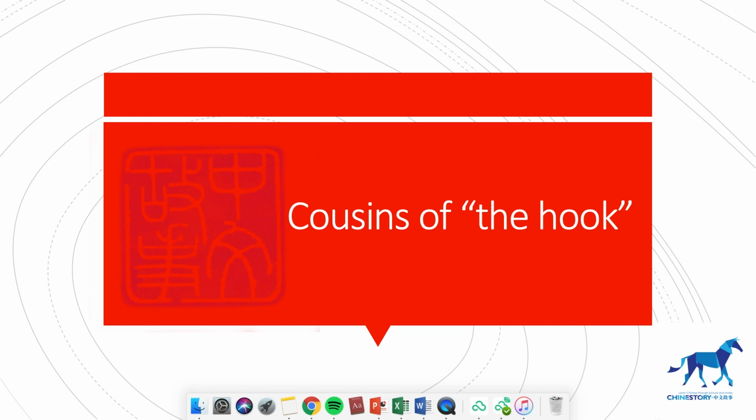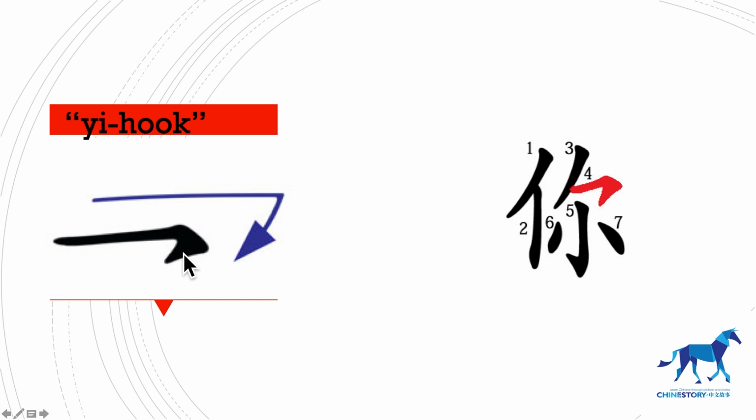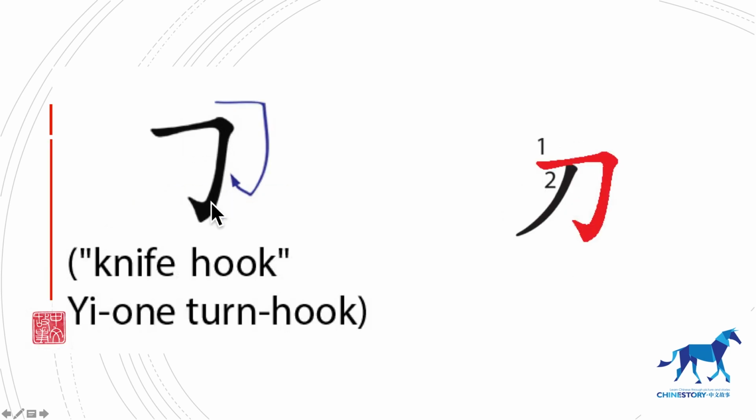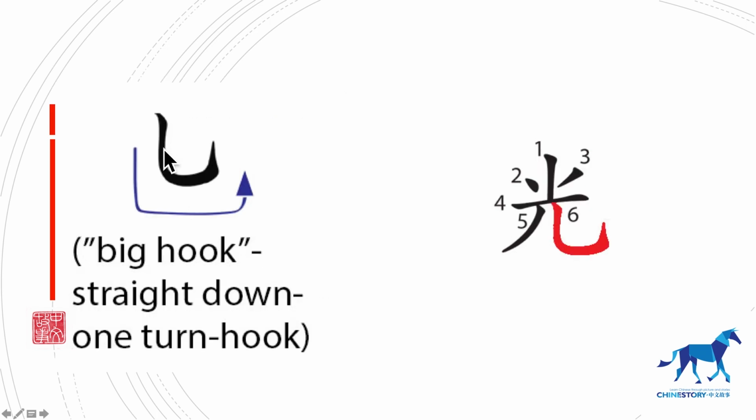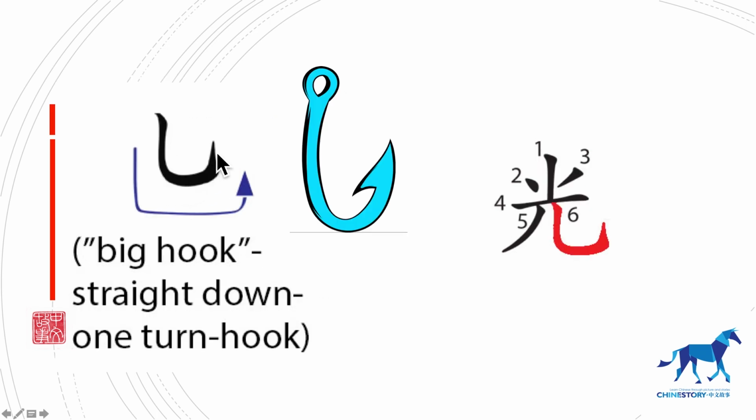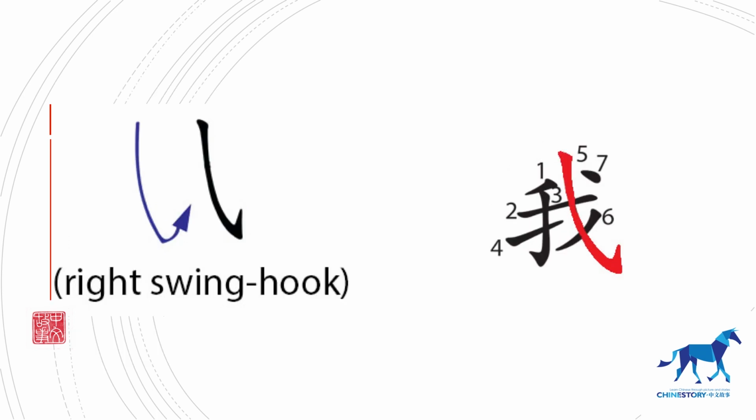Next, we are going to meet the hook family. It's a big family. They've got many cousins. Let's go see them. E hook, E one turn hook, because it looked like a knife, so we call it knife hook. Straight down one turn hook. It looks like a big hook used in fishing, so we call it big hook.